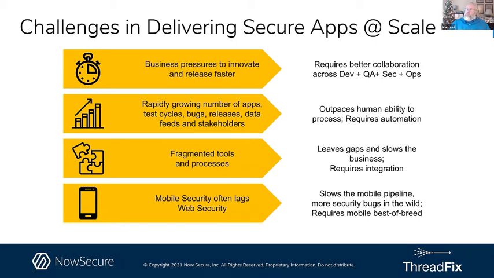So all of this requires automation, requires integration, requires understanding the differences between mobile and web, and really enabling all the stakeholders that are involved with app production, whether it's web or mobile or backend or whatever you're doing. It's all about secure production ultimately within the organization.